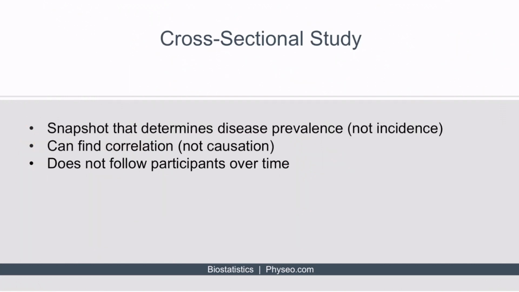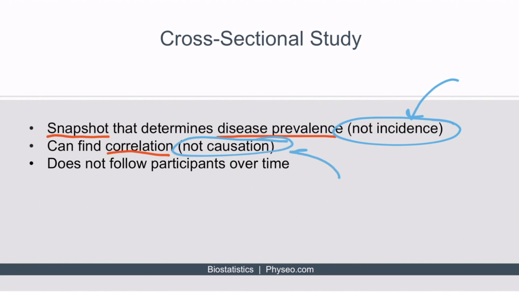Cross-sectional studies are snapshots in time that can determine disease prevalence. However, they cannot determine disease incidence. They can also find correlation. However, they cannot find causation. Furthermore, it does not follow participants over time.